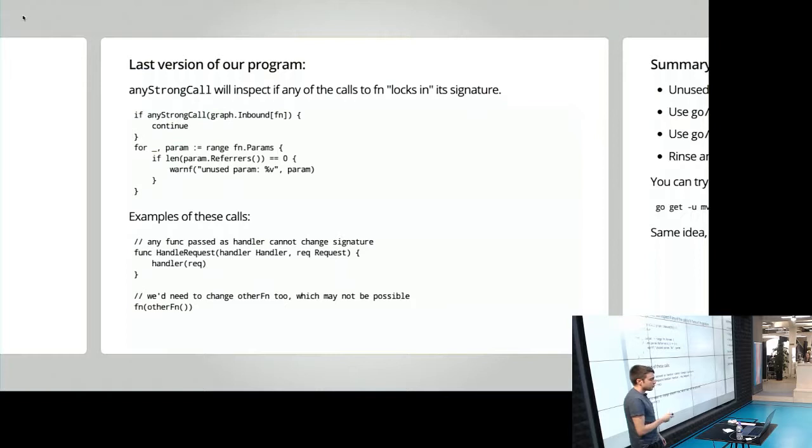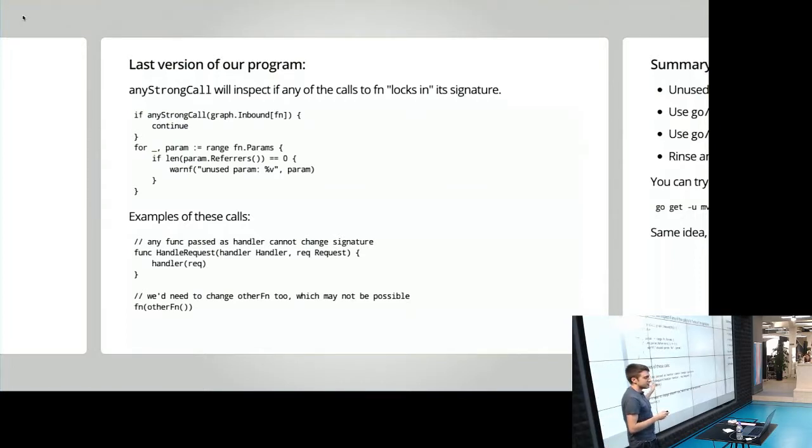Now, the last version of the program, I'm omitting the function loop here, so this is within a function. The only thing we're adding here is using the inbound calls to our function to see if any of the calls are strong. And strong is just a name, it's not a very good one, but basically what it means is this call means that I cannot change this function signature, that I cannot remove a parameter or anything like that. Some examples, for example, suppose that your function is being used as a function signature in this case, such as http.Handler.